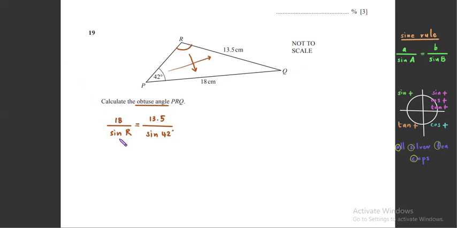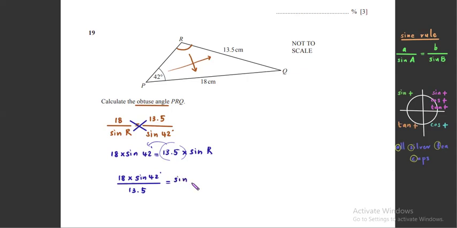I need to isolate r to find the value of the angle r. So I'm going to cross multiply to find what r is. 18 gets multiplied with sine 42, which is equal to 13.5 times sine r. Now I'm going to bring this 13.5 to the other side, so 18 times sine 42 has to be divided by 13.5. This will give us what sine r is equal to.